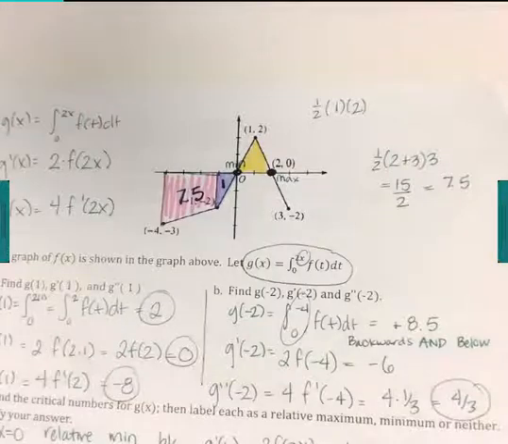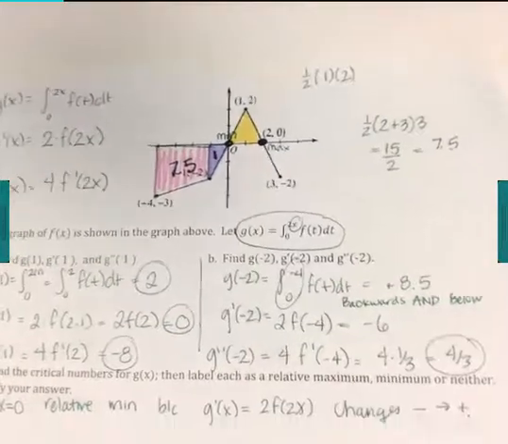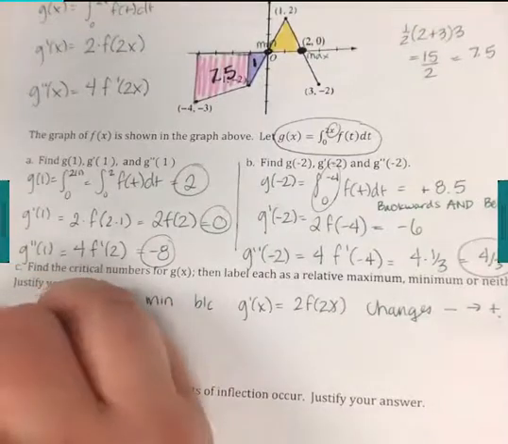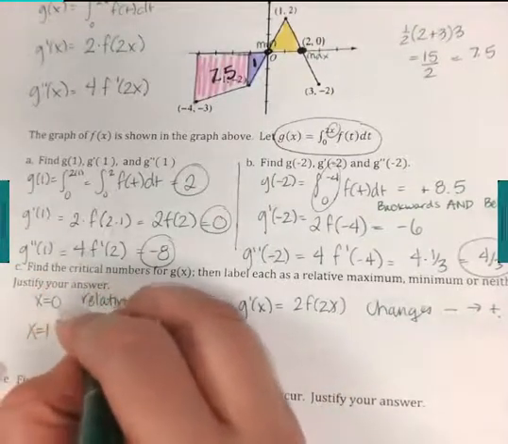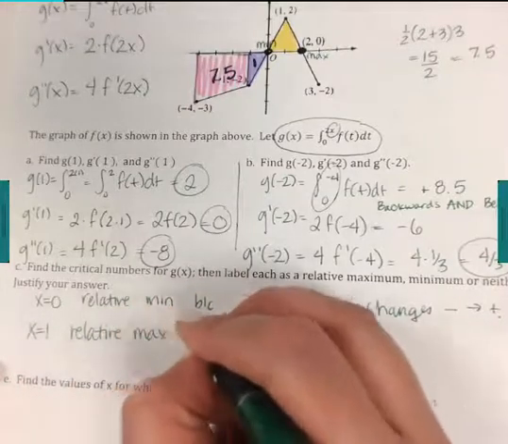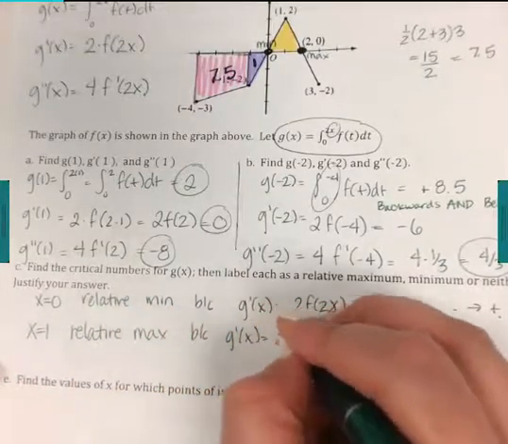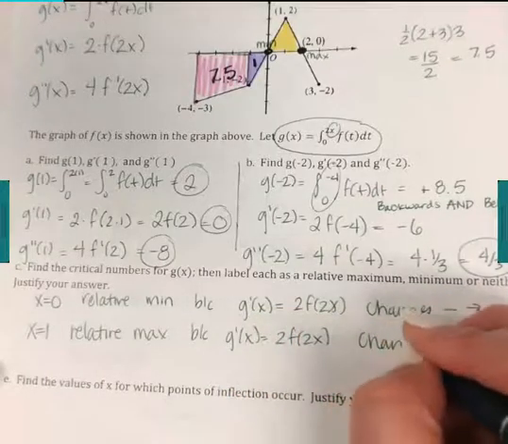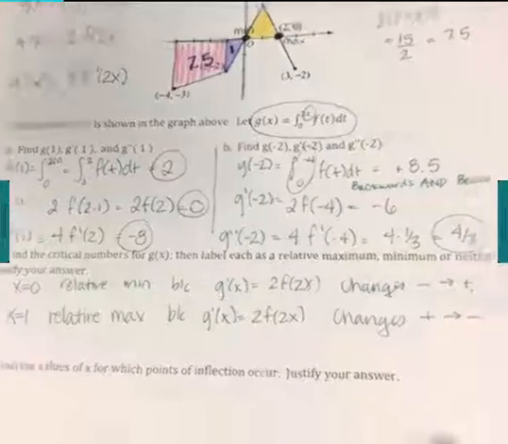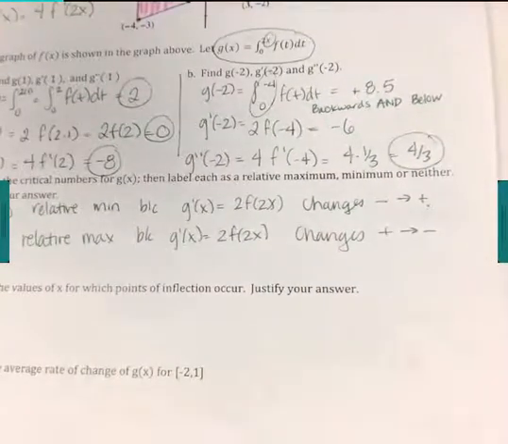So now the easier way I think to think about it is if there's a times 2 in the middle, whatever number I want, I'm just going to divide the 2 out. Right? Does that make sense? So you're just kind of like undoing the 2 with the x. So I'm going to put x equals 1 is my relative max. And that is because G prime of x, which is double f of 2x, changes plus to minus. But remember that I chose the number 1 because when I plug it into 2x, it gives me the right spot on the graph.